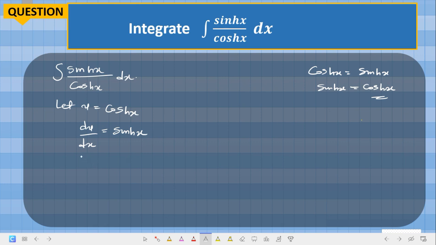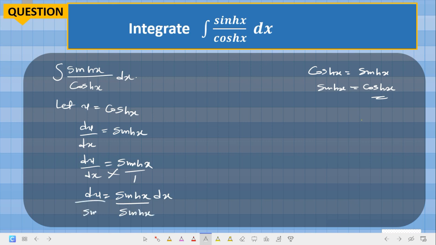Now the next thing we are going to do is to make dx the subject of the formula. So your du over dx is equal to sin x. Now this is over 1. Cross multiply. Du is equal to sin x dx. Now to make dx the subject of the formula, divide both sides by sin x. Sin x cancels sin x. Your dx is equal to du all over sin x.